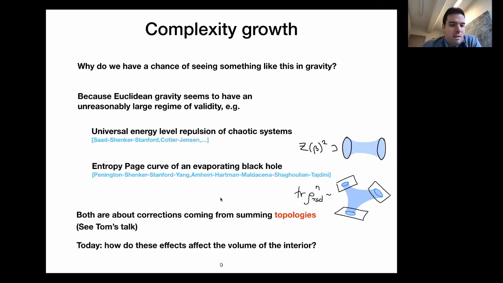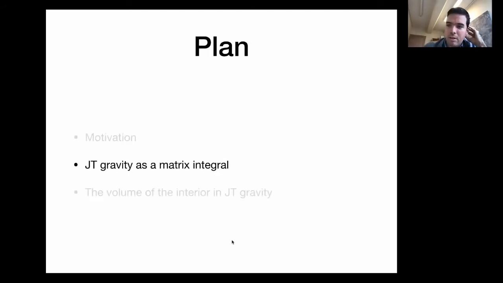Okay. So today what I will ask is basically how do we apply these ideas to the volume of the interior? What's the effect of summing topologies? Okay, so now I will move on to describe or review JT gravity as a matrix integral. Any questions at this point? Okay.